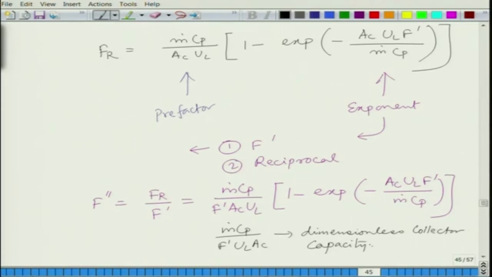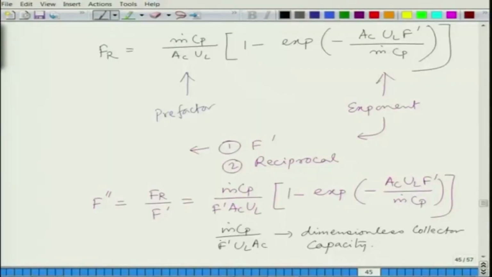What do you mean by collector capacity? Collector capacity means if you install a solar flat plate collector, it will give you hot water, right. So, how much hot water and with how much amount of temperature rise, that is your collector capacity, right. You can see this expression contains m dot, which is the mass flow rate, specific heat and the heat loss factor, collector efficiency factor and the collector area.